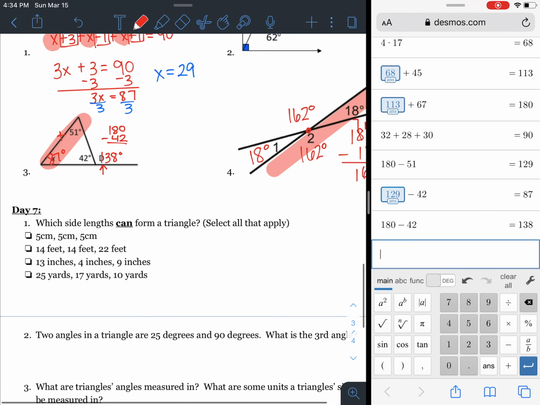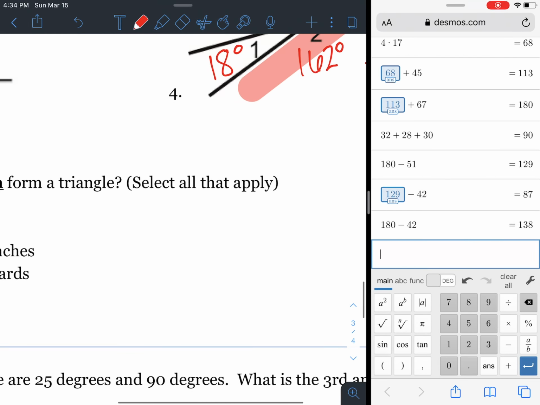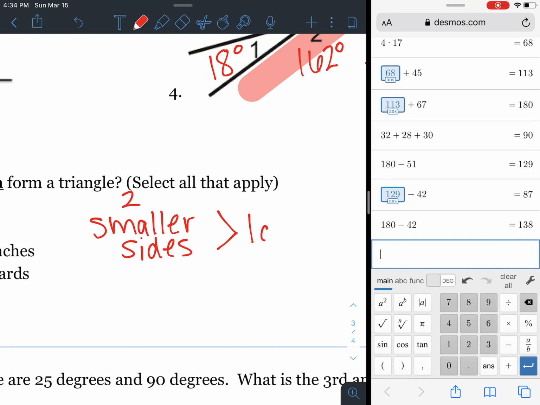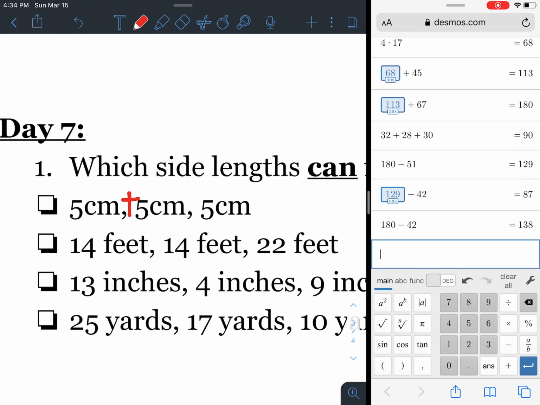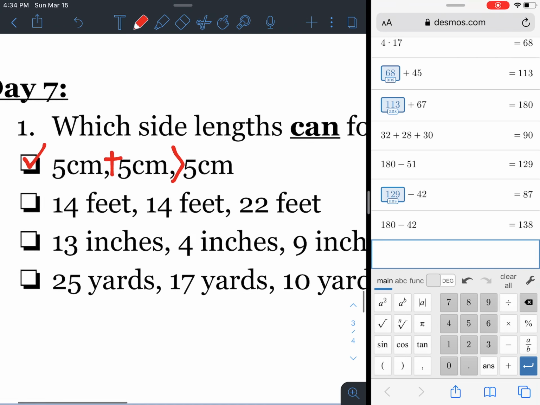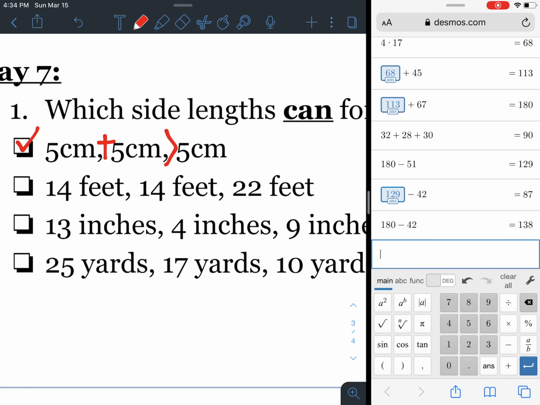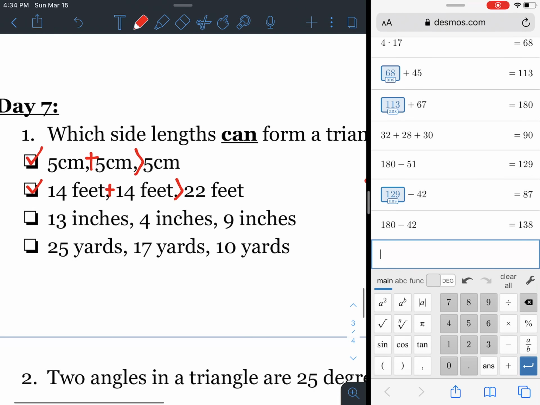So by now you should know that the two smaller sides of a triangle, when you add those together, they need to be bigger than the longest side. So the first one, they're all the same, so pick any two. 5 plus 5 is greater than 5, so that one works. The next one, these two are the same. 14 plus 14 gives me 28. That's bigger than 22. That works.